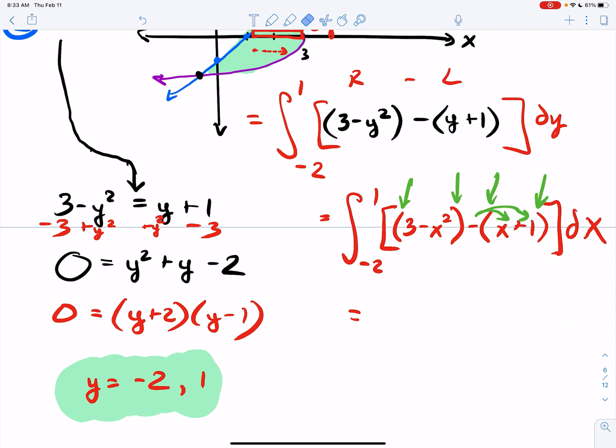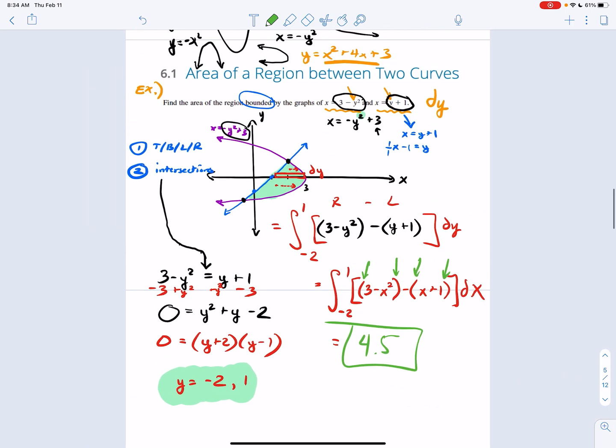But I will tell you guys that 90% of the time, people set it up right, but they get it incorrectly just because of a syntax error. Okay? So just keep that in mind. Okay, 3 minus x squared with respect to x. And you guys should get 4.5.